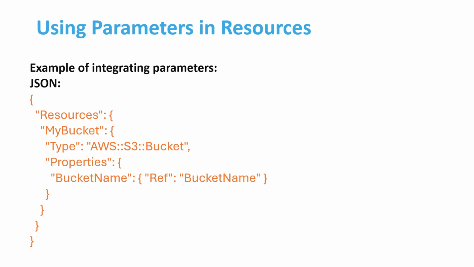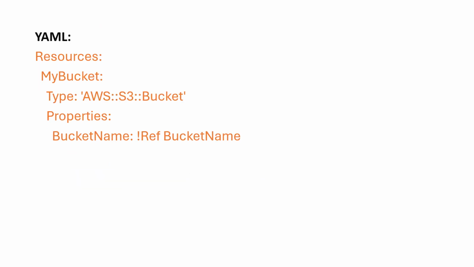So, using parameters in resources. Parameters can be referenced in the resources section to dynamically set properties. Example of integrating parameters: JSON. This is the code: resources, MyBucket, inside MyBucket type, we are creating an S3 bucket, so AWS S3 bucket, properties, bucket name. Similarly, this is the code for YAML. Resources, MyBucket, type AWS S3 bucket since we are creating an S3 bucket, properties, bucket name. This example shows how the BucketName parameter is used to set the name of the S3 bucket.